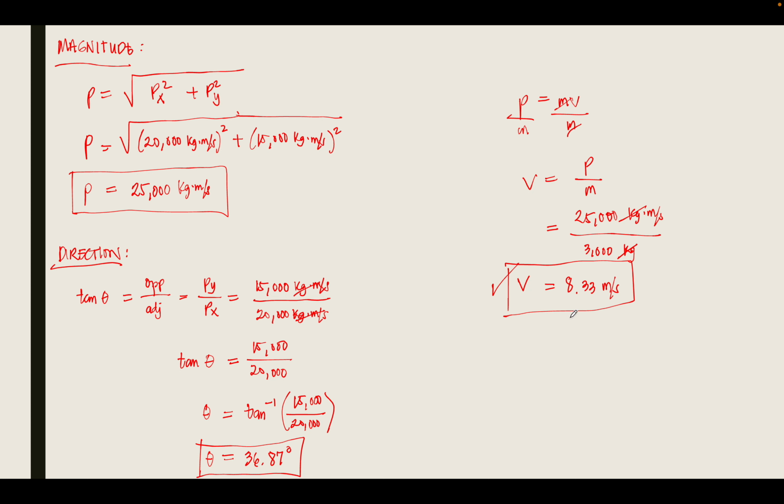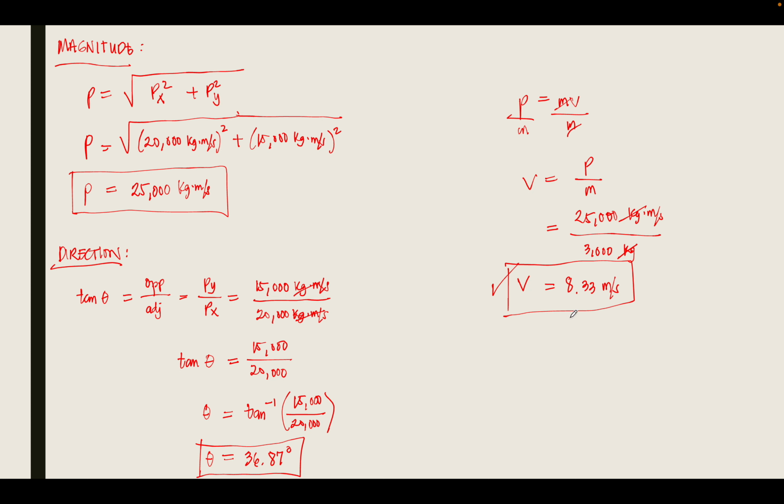Okay, so for one-dimensional collision, let's say along the x-axis, an elastic collision, the conservation of kinetic energy is given as this one. Let's say we have two bodies, A and B. The initial kinetic energy of body A plus the initial kinetic energy of body B is equal to the final kinetic energy of body A plus the final kinetic energy of body B.